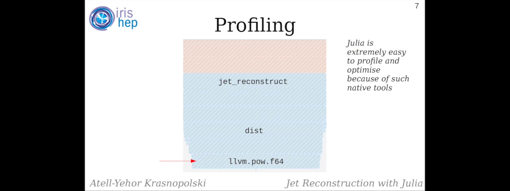The length of each bar represents how much of the entire program runtime this function call takes. And as we go deeper, lower, it's basically the function call stack. So we spend most of our time in JET reconstruct, which is our main routine, so that's reasonable. And we spend most of the time computing distances, which is also reasonable. But then in this distance function, we spend most of our time, actually most of our runtime whatsoever, computing the LLVM power F64 function, which is just a floating point power function.